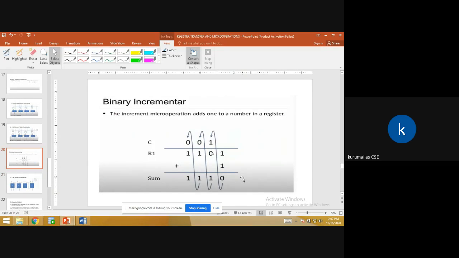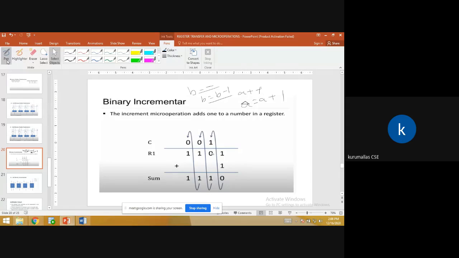In today's class, we need to discuss the binary incrementer. What is an increment? The increment operator in C language is a++, which means a equals a plus 1. Like that, if you write b--, we know that b equals b minus 1. So in simple C language, the increment operator a++ can be represented as a equals a plus 1. This is for our better understanding.